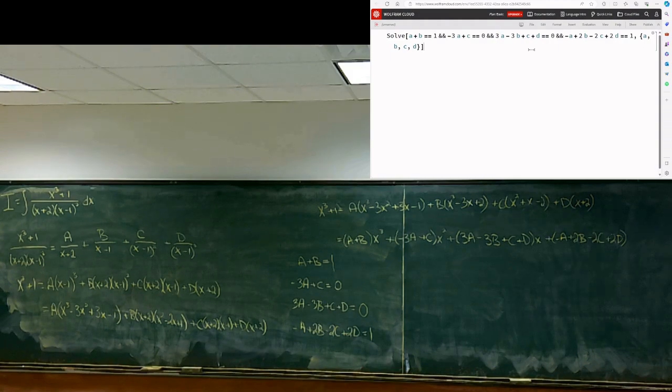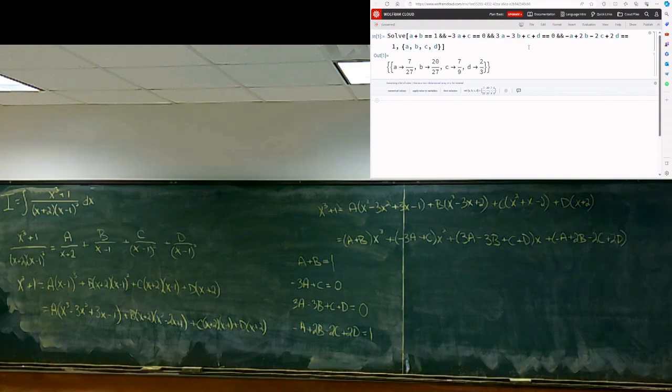When you want to execute, if I just hit enter, it's going to take me down to the next line. To actually execute it, Shift-Enter. And there's the solution. Now, I personally do not like that form. I just don't like the way it looks.